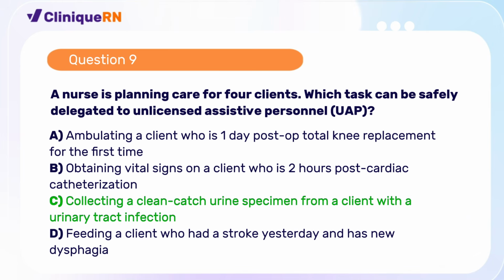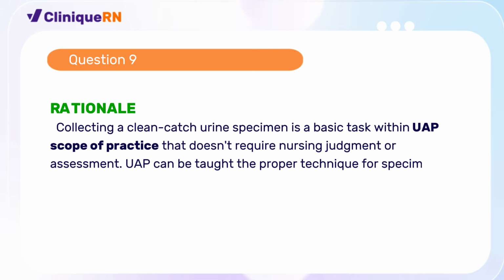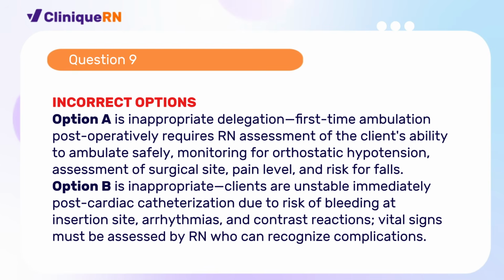The correct answer is C. Collecting a clean catch urine specimen from a client with a urinary tract infection. Rationale: Collecting a clean catch urine specimen is a basic task within the UAP scope of practice that doesn't require nursing judgment or assessment. UAP can be taught the proper technique for specimen collection. Option A is inappropriate delegation.